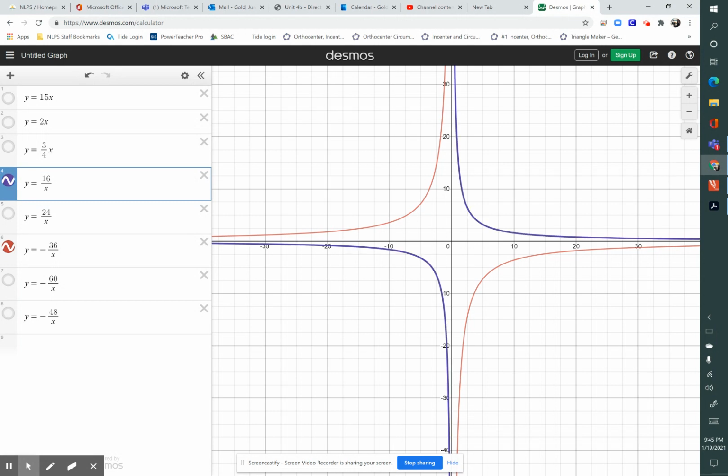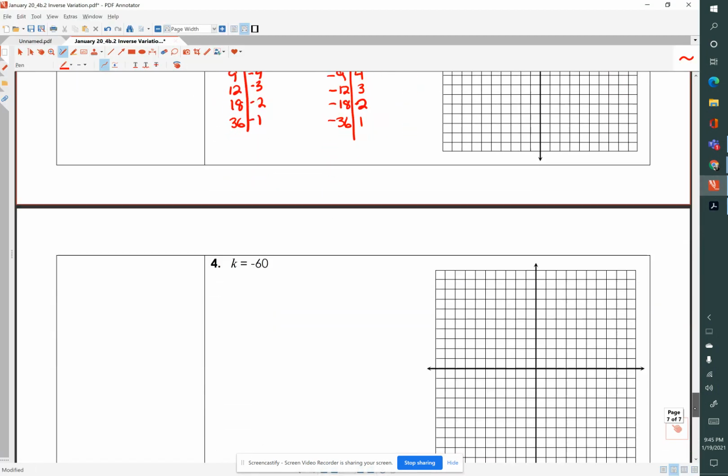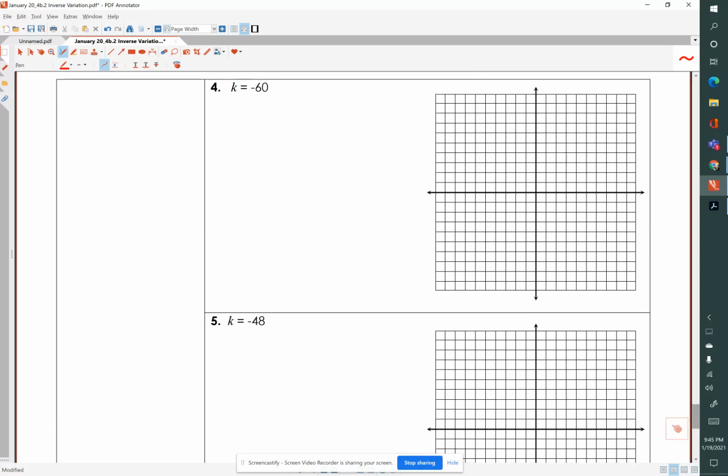So if we look at the purple graph, you see it's in the upper right and lower left quadrants, but the negative 36 over x is in the upper left and lower right quadrants. So the quadrants have changed. So you could probably make some predictions about these next two, y equals negative 60x and y equals negative 48x. But let's go ahead and work on those. So going to the next page, why don't you try these next two yourself and actually pull up Desmos and try to work on them.